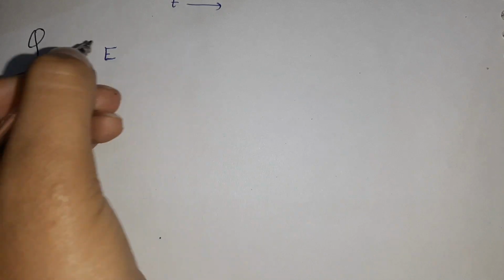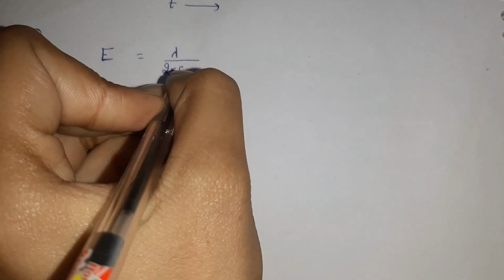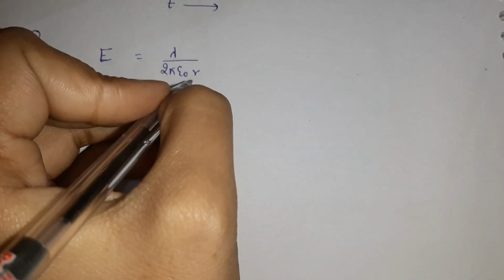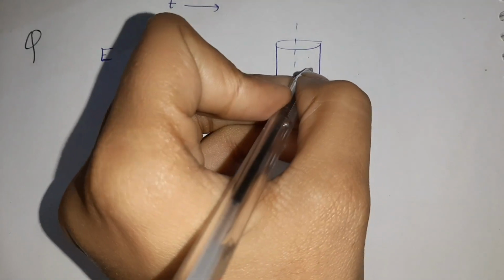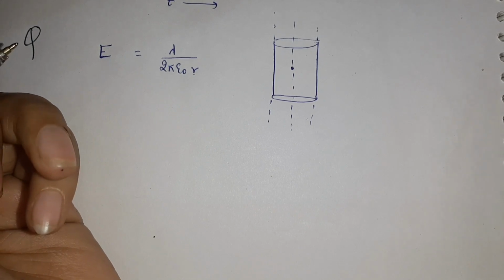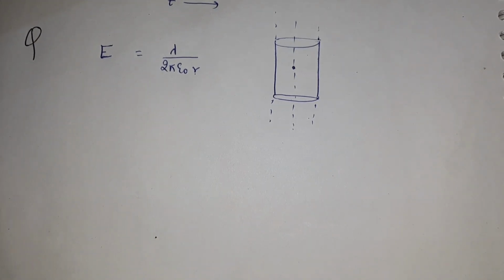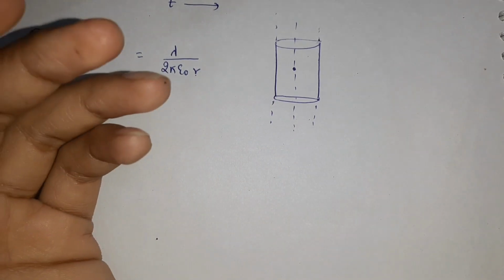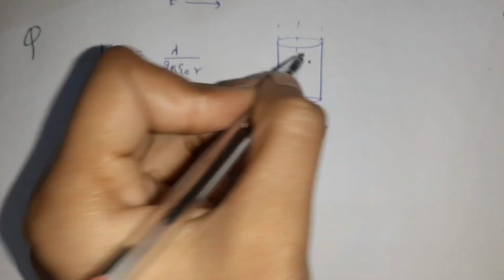The electric field is given as lambda by 2 pi epsilon r, where r is the separation of the point at which we have to calculate the electric field. So let's assume this is our cylinder, and this is our infinitely long cylindrical shell. Because we have to calculate the electric field inside the cylinder, let's assume any point inside the cylinder, that is P.